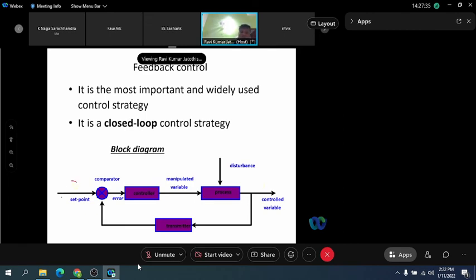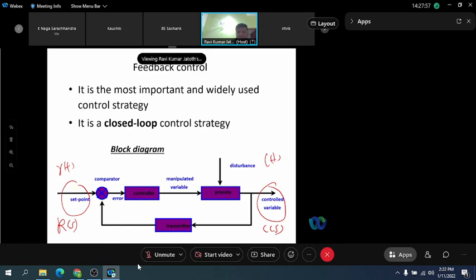The input is called set point. The output is called controlled variable, C of t. Laplace transform of it is C of s. This is the desired input or reference input, which is called R of t, reference. Laplace transform of this is called R of s.